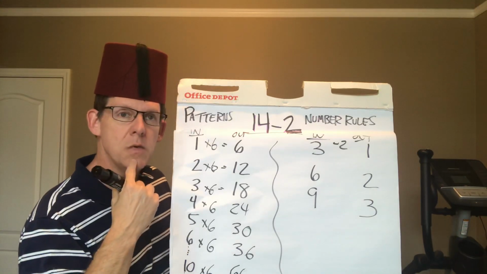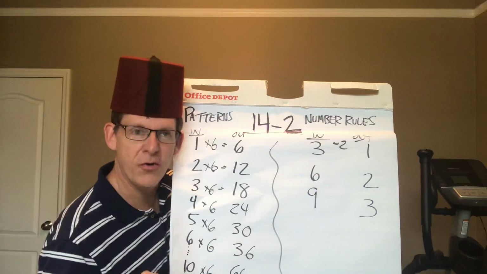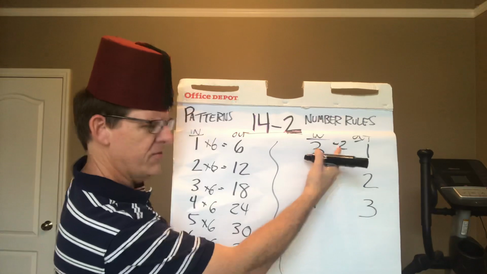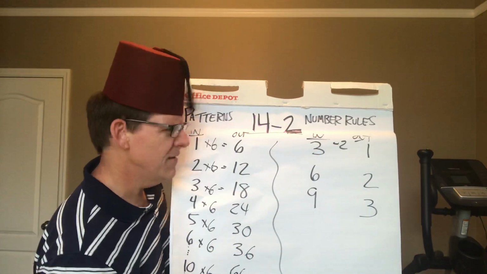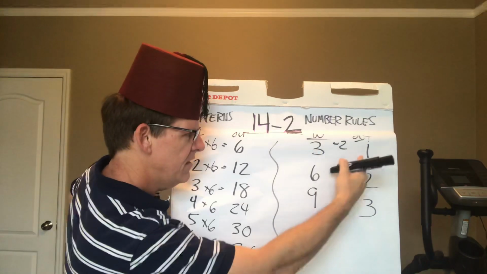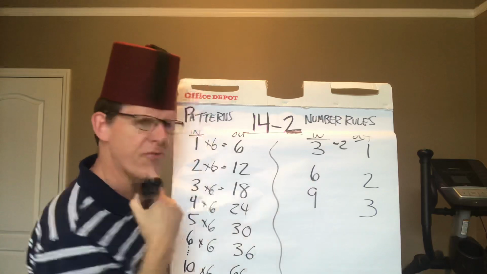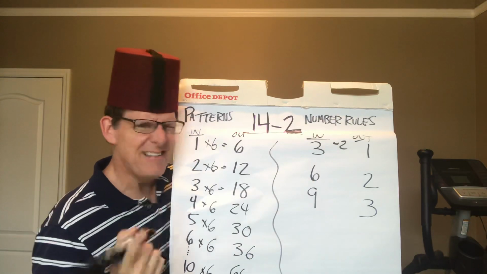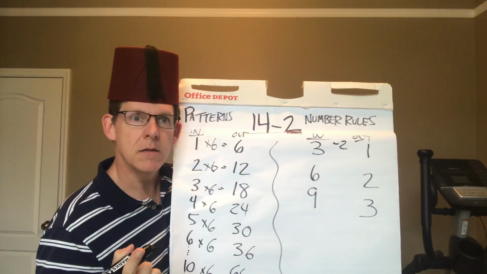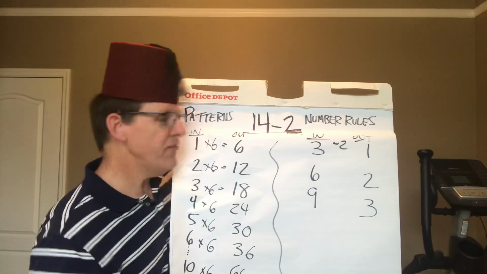But wait a minute. Would that work down here? 6 minus 2 is 4. So minus 2 can't work. Can you think of anything else we could do to go from 3 to 1? And it would also go from 6 to 2. Think for yourself. Addition and multiplication won't work. What could it be? Oh, wait a minute. What was that? Division? Yeah, division would work.